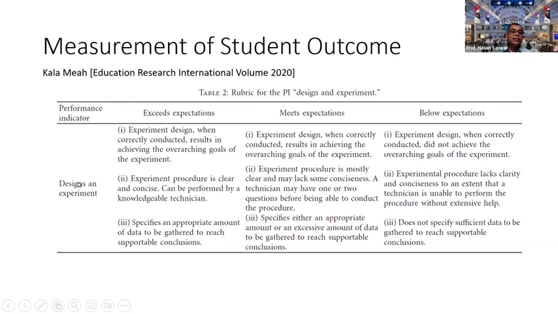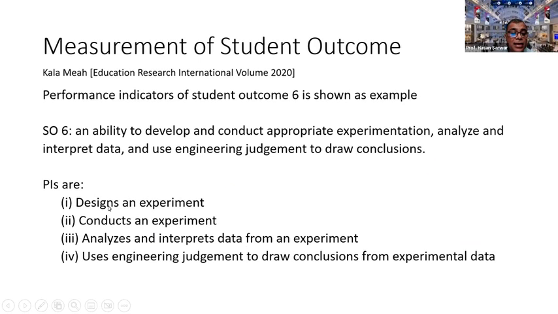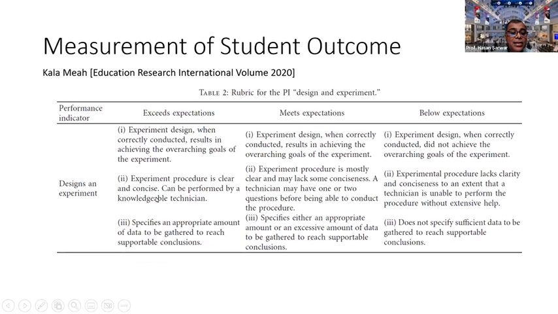So for the performance indicators here, you can see designs an experiment. This is a single performance indicator. It can be at the exceeds expectations level if the experiment design, when correctly conducted, results in achieving the overarching goals of the experiment, the experiment procedure is clear and concise, can be performed by a knowledgeable technician, and specifies an appropriate amount of data to be gathered to reach supportable conclusions.